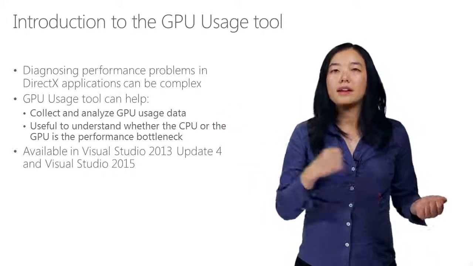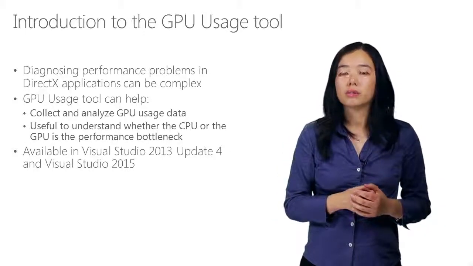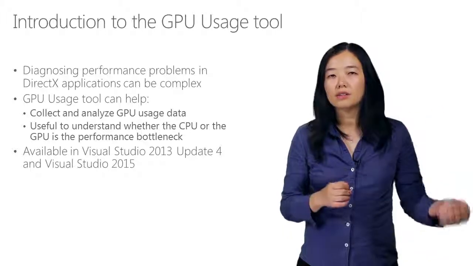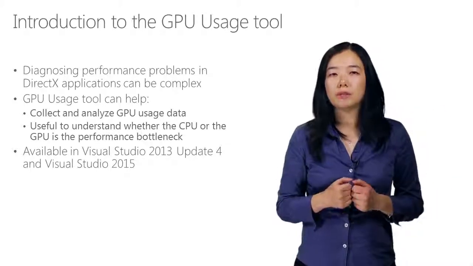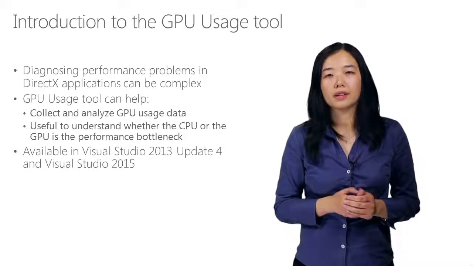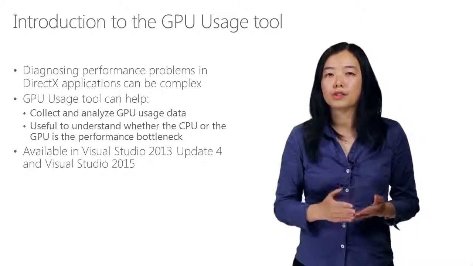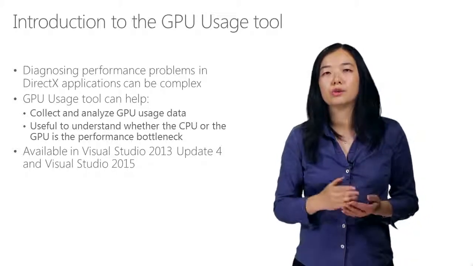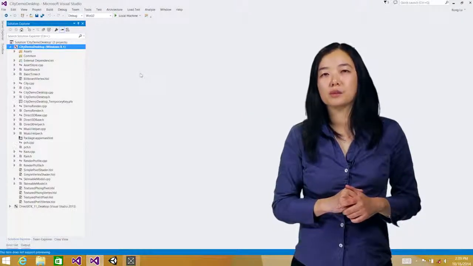By collecting and analyzing GPU usage data, the GPU usage tool can provide insights into what's going on the CPU and the GPU, and therefore can help you to determine whether the CPU or the GPU is the performance bottleneck. This tool is available in both Visual Studio 2013 Update 4 and Visual Studio 2015. Now let's get into a demo to see how this works.